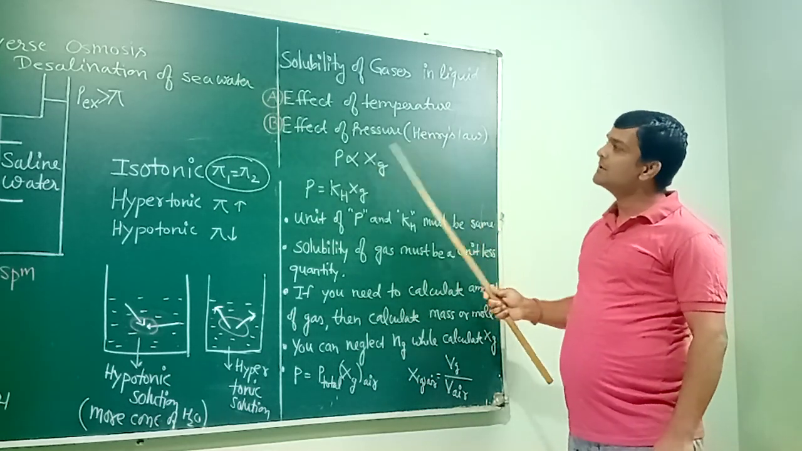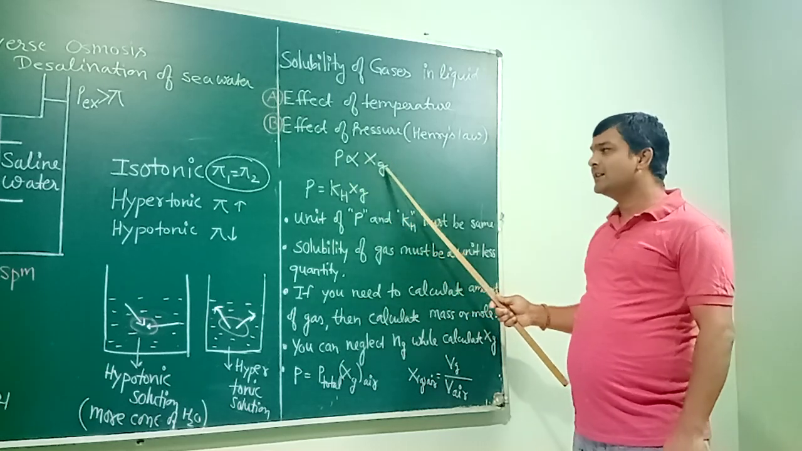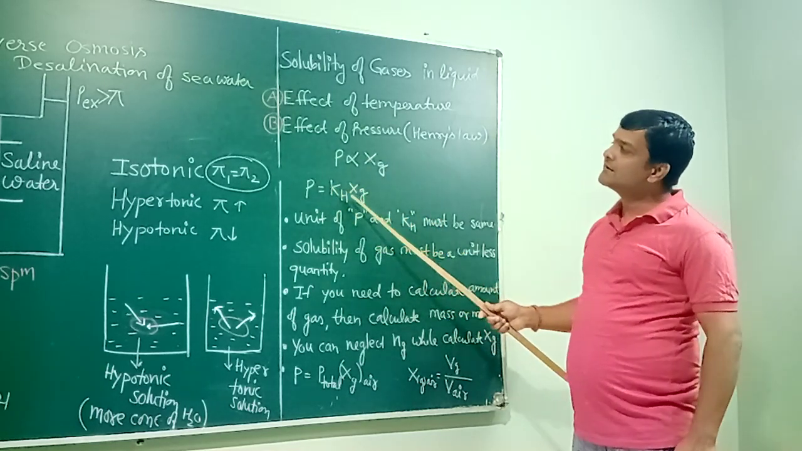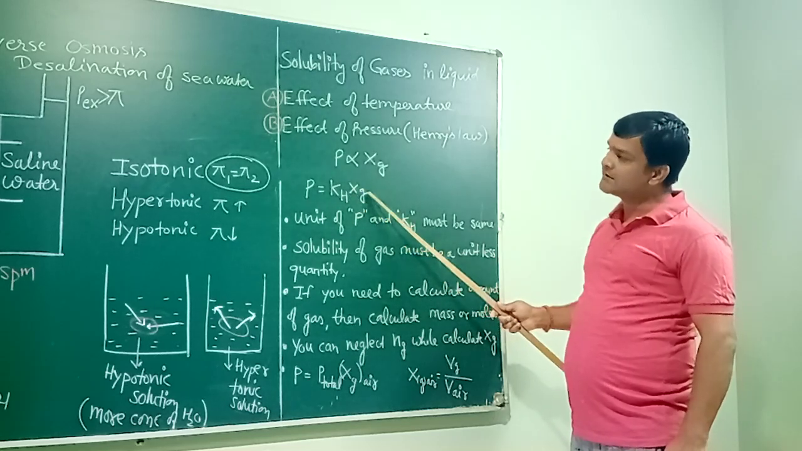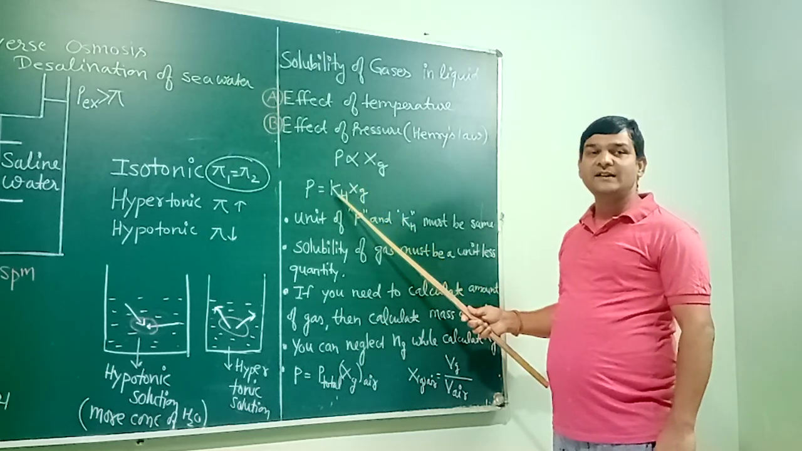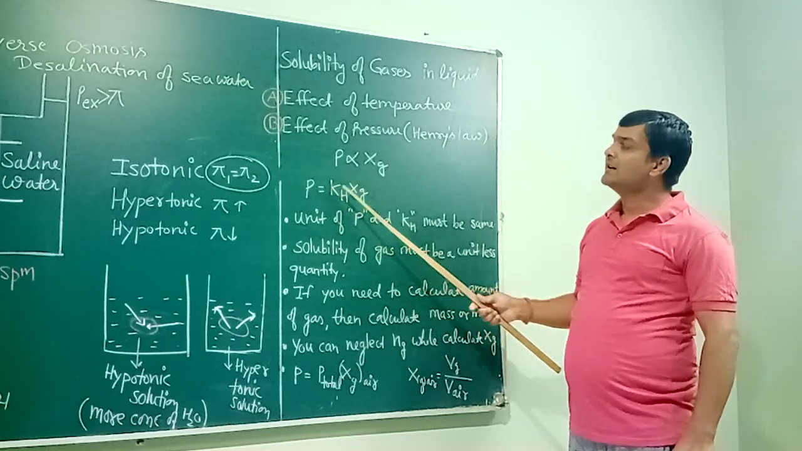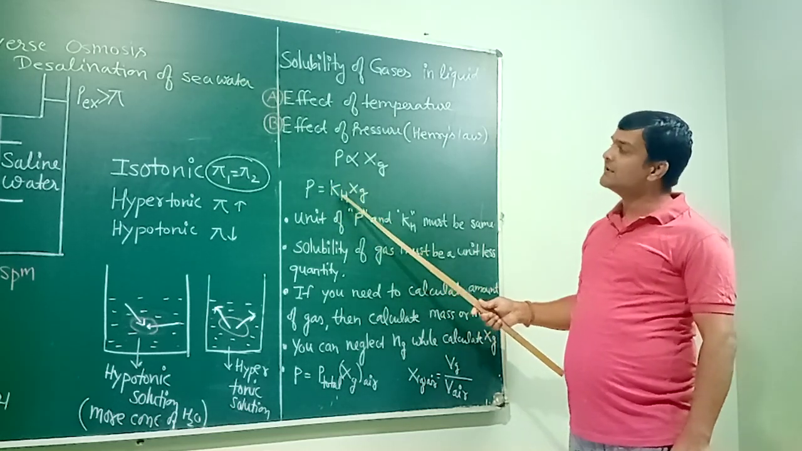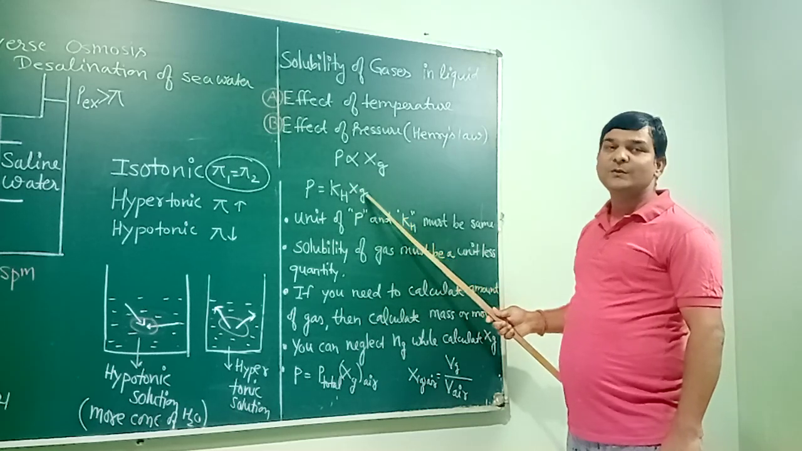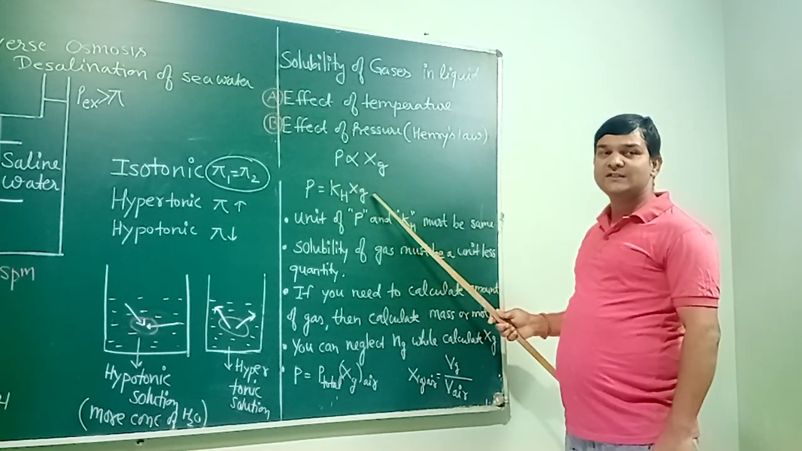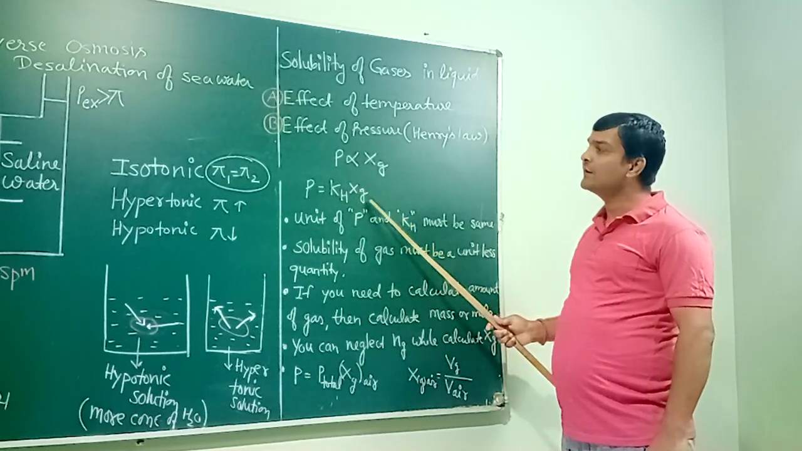As per Henry's law, partial pressure is directly proportional to solubility, or P is equal to Kh into Xg, where Kh is Henry's law constant. I repeat, P is the partial pressure of the gas, Kh is Henry's law constant, and Xg is the solubility of the gas in the liquid, given as the mole fraction of the gas.